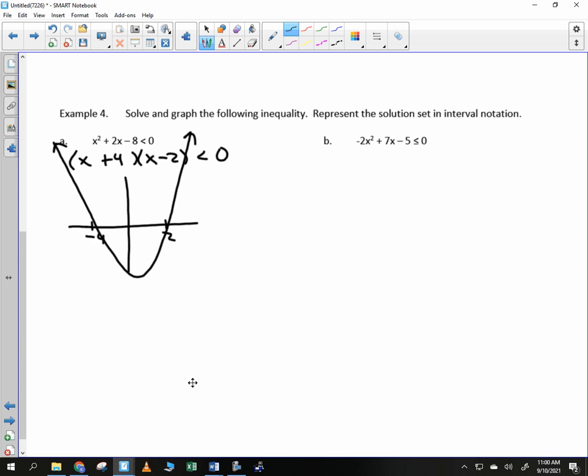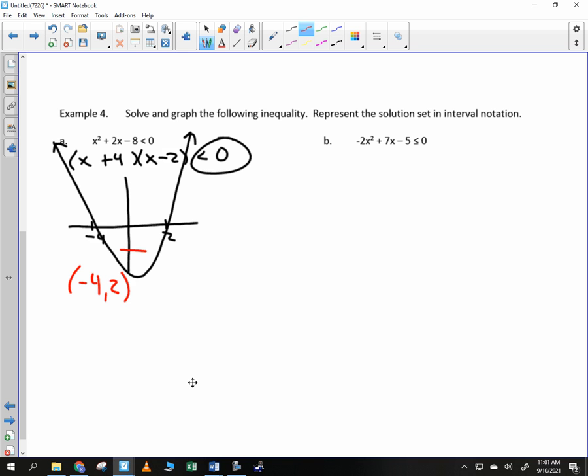So, am I wondering where the parabola is above or am I wondering where it's below? I'm wondering where it's below. Because it says, where is it less than 0? That's the part you have to focus on. Where is it less than 0? And it's less than 0 right here. From -4 to positive 2. Hopefully that's starting to click a little bit.